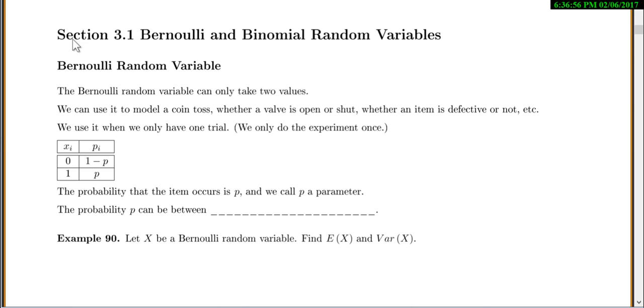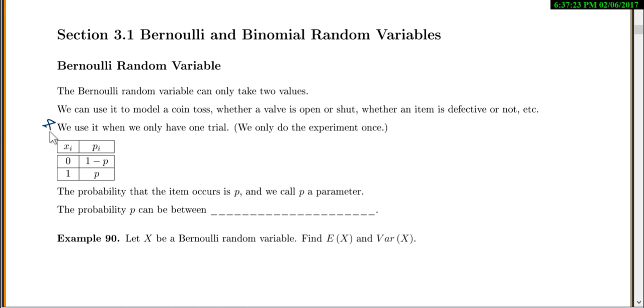The first one is actually a pretty boring one. It's called Bernoulli random variable. And we're just kind of learning it as a preliminary step. So the Bernoulli random variable can only take two values. So kind of like yes or no, heads or tails, success or failure. Okay. We could use it to do things like model one coin toss, so heads or tails, whether a valve is open or shut, whether an item is defective or not.